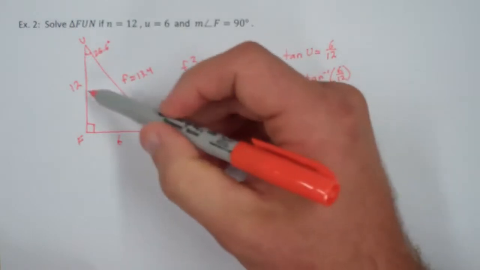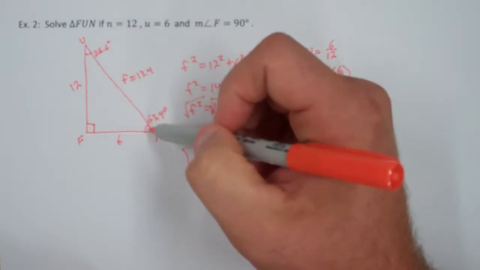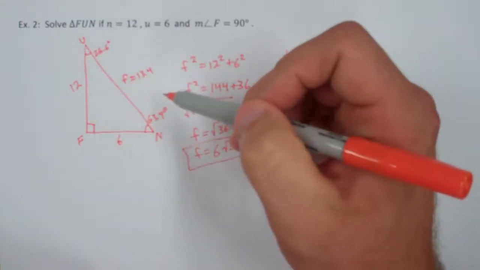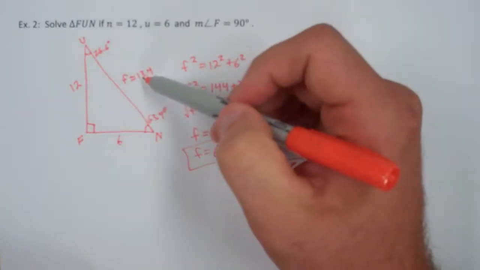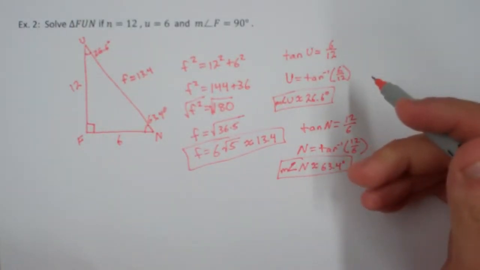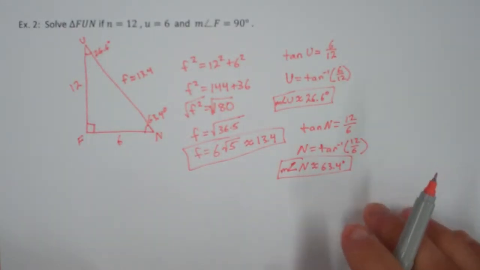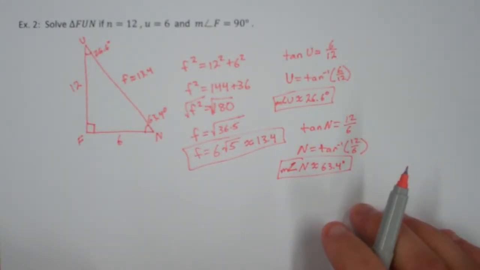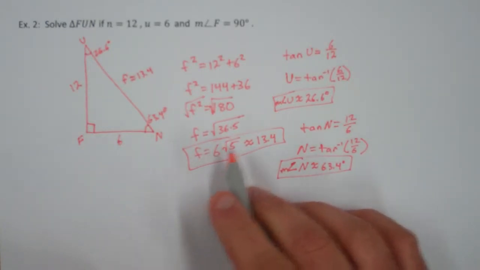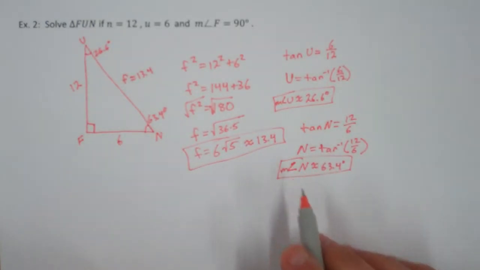So we've got 63.4 here across from 12. It's the middle size angle compared to 90 and 26.6. And this 12 is in between 13.4 and 6. So this whole situation is making sense. I'm fairly confident that we have produced some correct values for F, which we did not know, and we did not know measure of angle U or N.